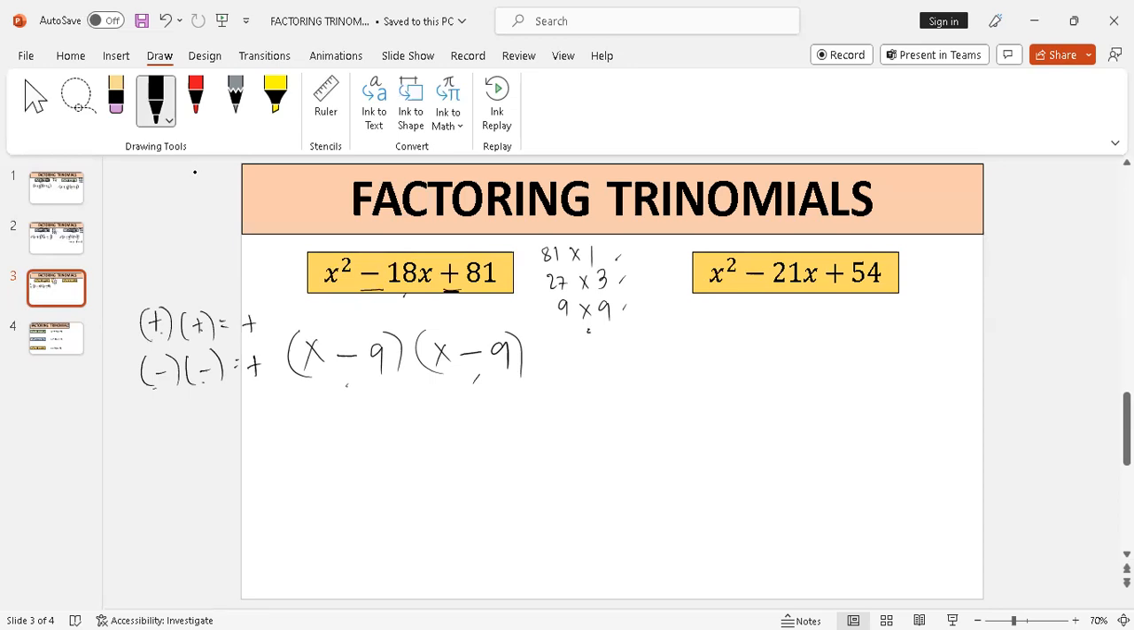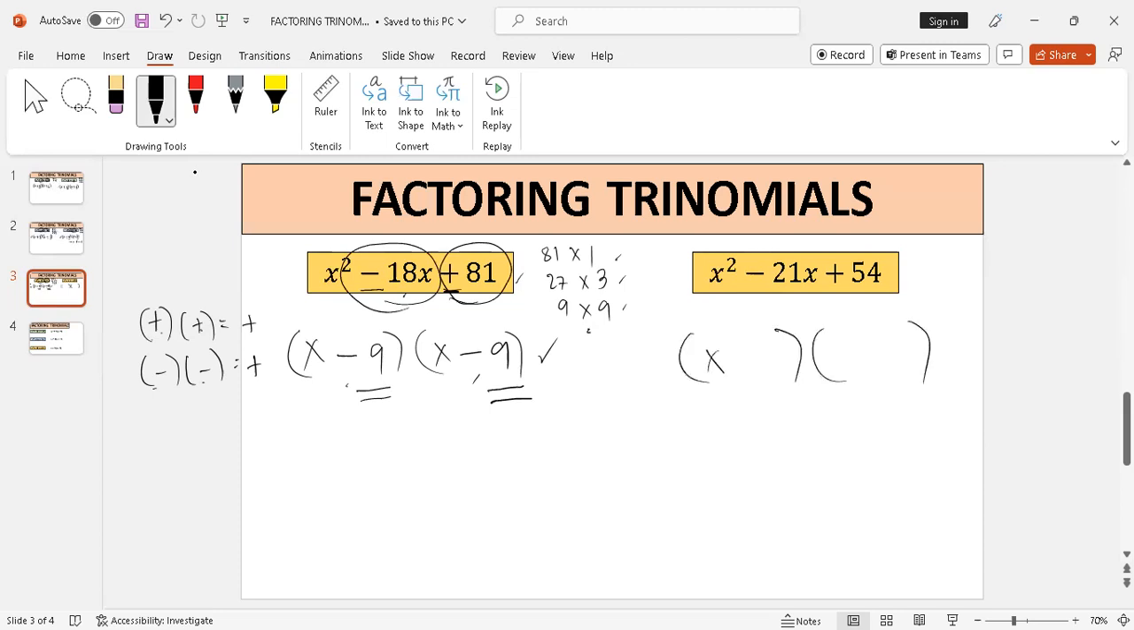These are now the factors of this trinomial. Negative 9 times negative 9 is positive 81. Negative 9 plus negative 9 is negative 18. Alright, we are now down to our last example.